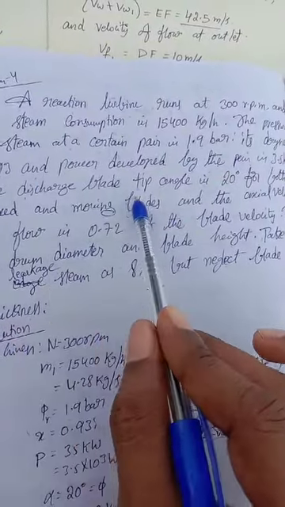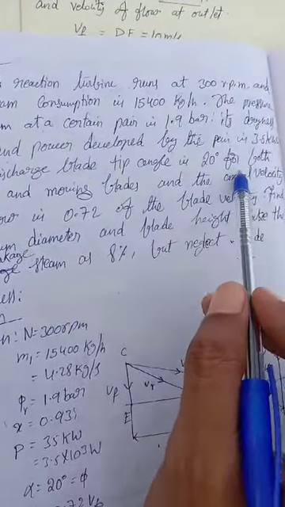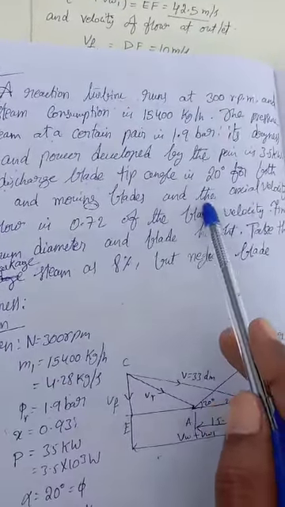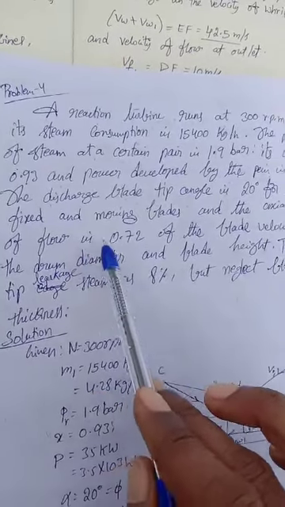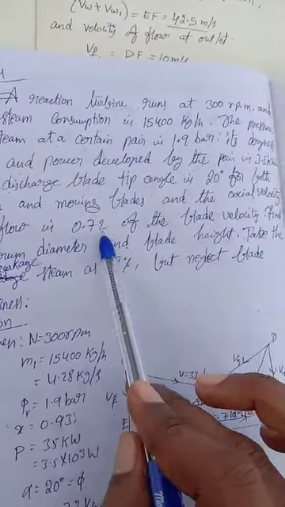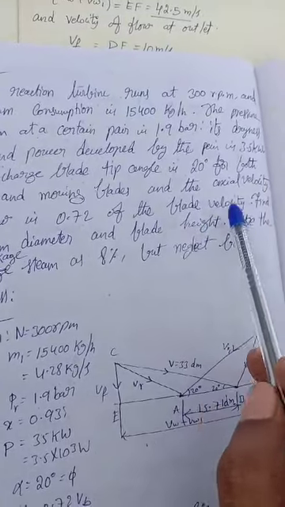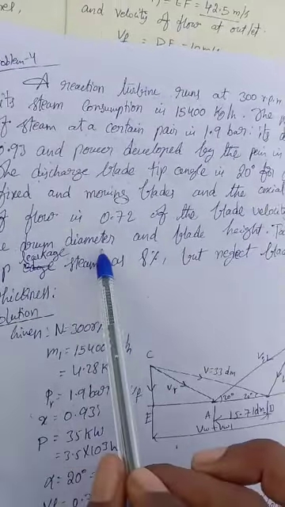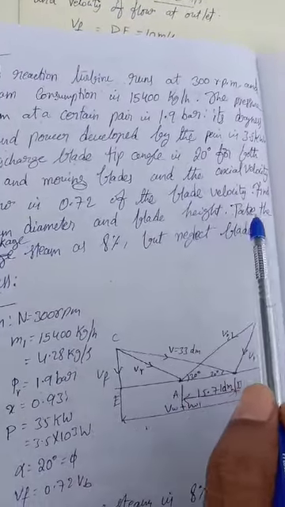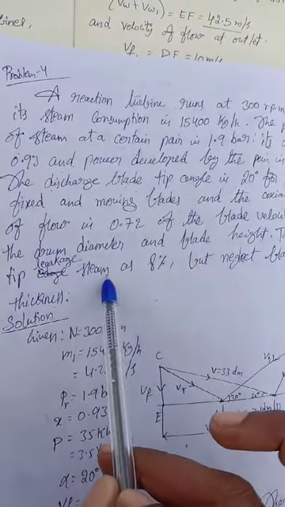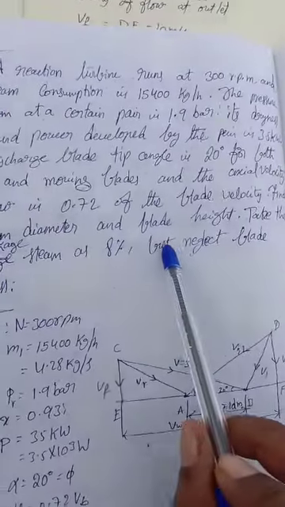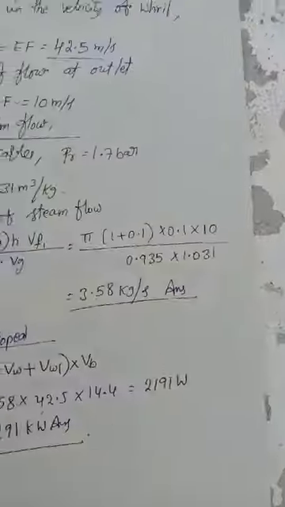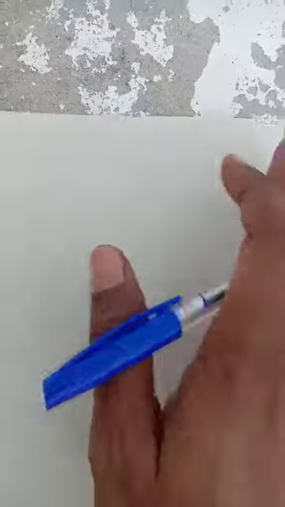The discharge blade tip angle is 20 degrees for both fixed and moving blades. And the axial velocity of flow is 0.72 of the blade velocity. Find the drum diameter and blade height. Take the tip leakage steam as 8%, but neglect blade thickness. Okay, right. So now we are going to see how to solve this one.